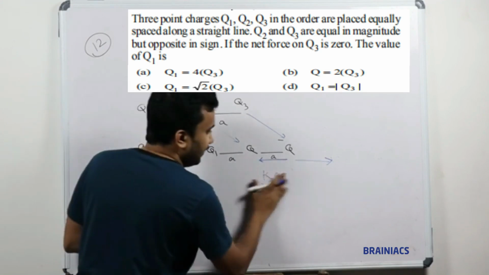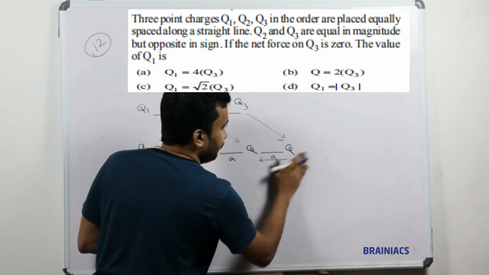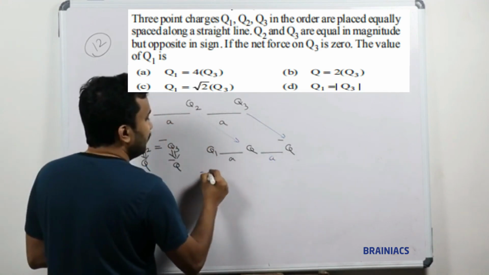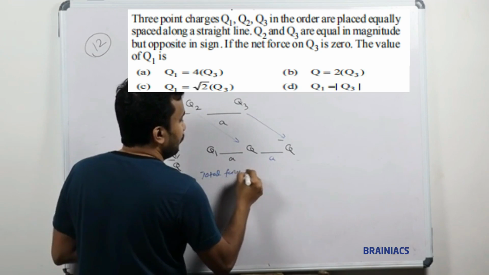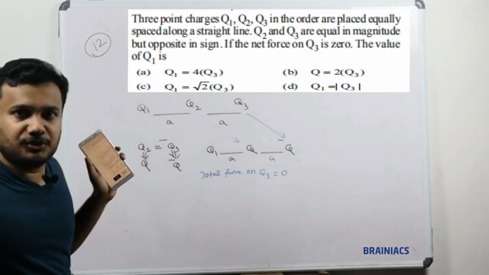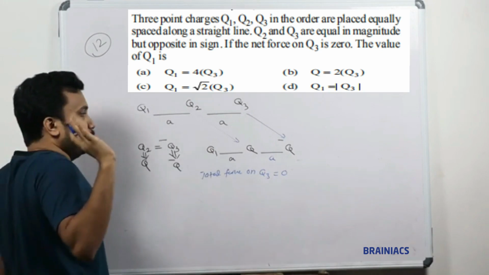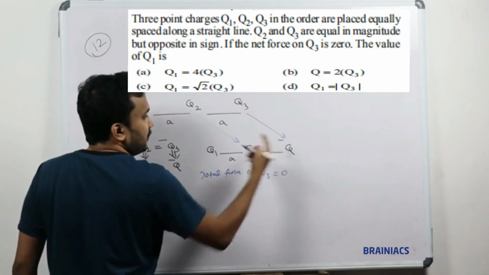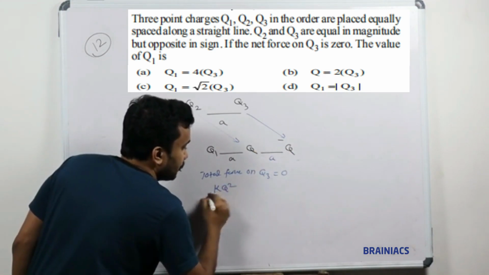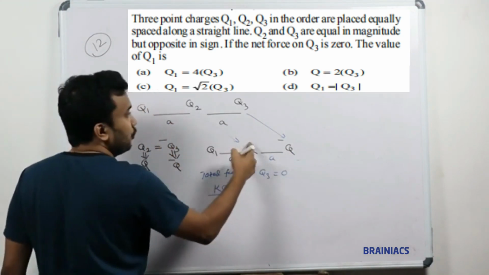Or in another way I can say total force acting on the body. So not to confuse you, I am writing total force on Q3 equal to 0. Total force on Q3 equal to 0 means the body is in equilibrium or not moving. So we'll see the force due to these two. What will come? K into Q square by A square.